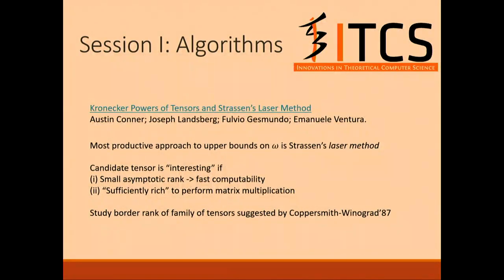The second result is by Conner, Landsberg, Gesmundo, and Ventura, and Joseph will give the talk. These are following this long line of work trying to obtain upper bounds on the matrix multiplication exponent. I don't think they get any new upper bound, but they study a family of tensors that was introduced by Coppersmith and Winograd, which is sort of the most promising family of tensors for obtaining upper bounds. And they prove some positive and some negative results about these tensors.